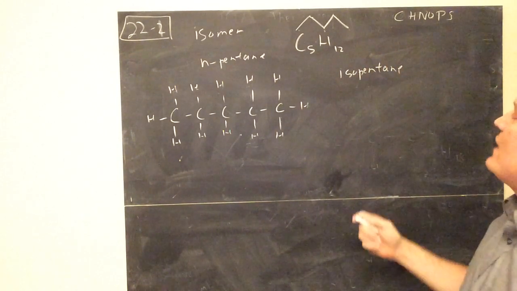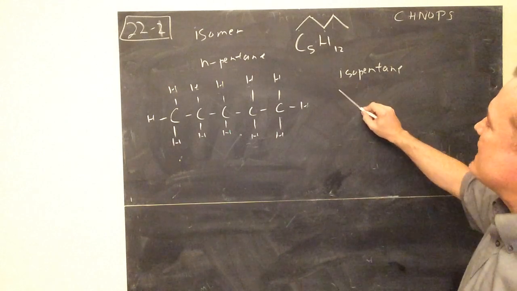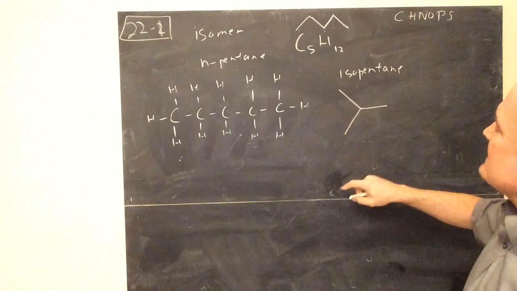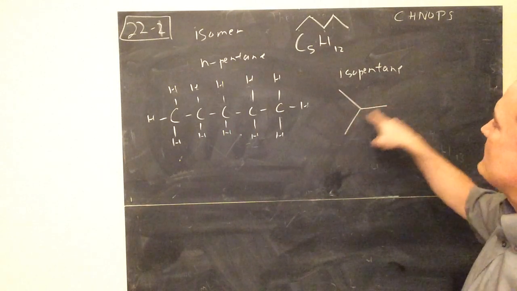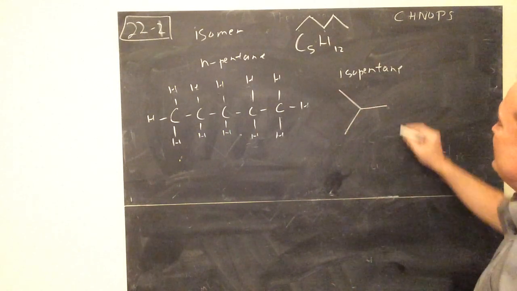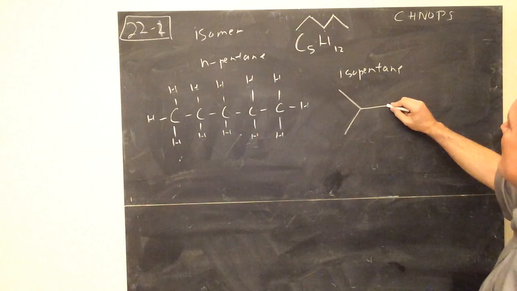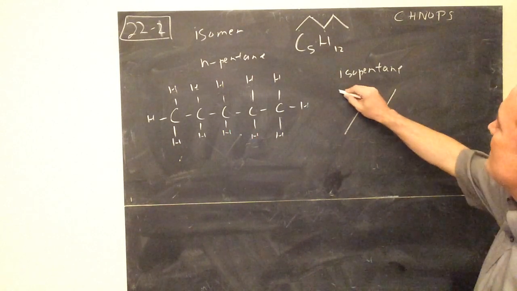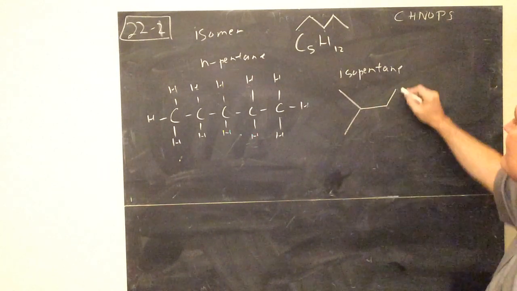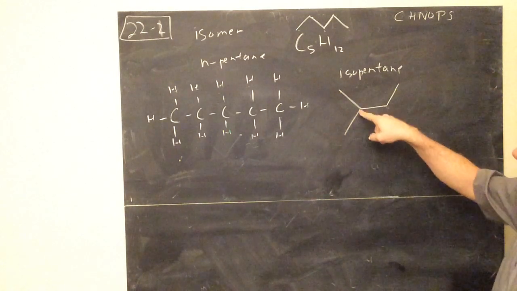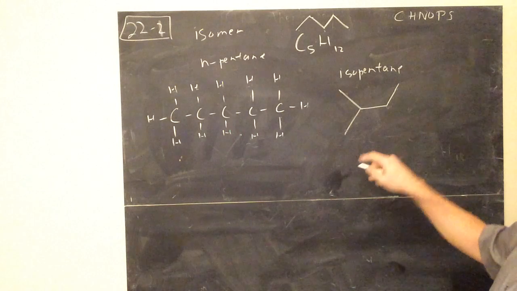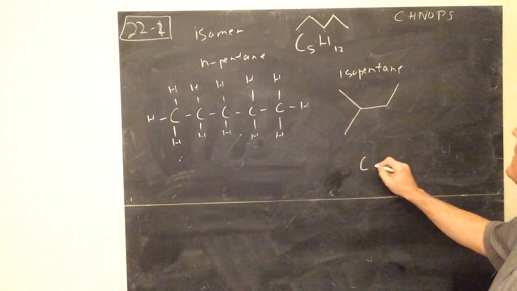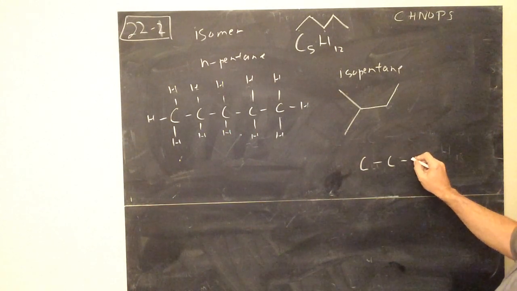Here's what you'll do. If I want to draw isopentane, let's just draw our Y for a moment. So that takes care of 1, 2, 3, 4 carbons. That's isobutane. Then for isopentane, we're going to go up. So 1, 2, 3, 4, 5, and you can make it up like that. That's isopentane.